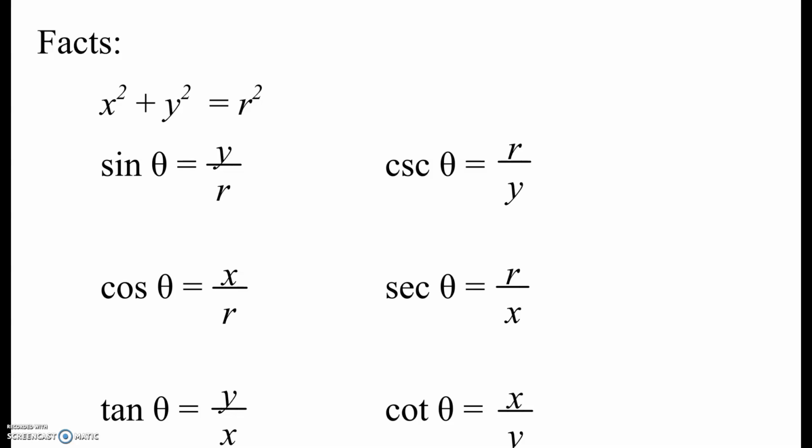If we know the point x, y, we can find the radius of our circle using the Pythagorean theorem. x squared plus y squared is going to be equal to the radius of our circle squared. Once we know the radius of our circle, we simply take the y-coordinate, which is normally our value for sine, and divide by the radius. We take our x-coordinate, or our x value, which is normally our value for cosine, and divide by the radius. On the unit circle, that radius would have been 1.